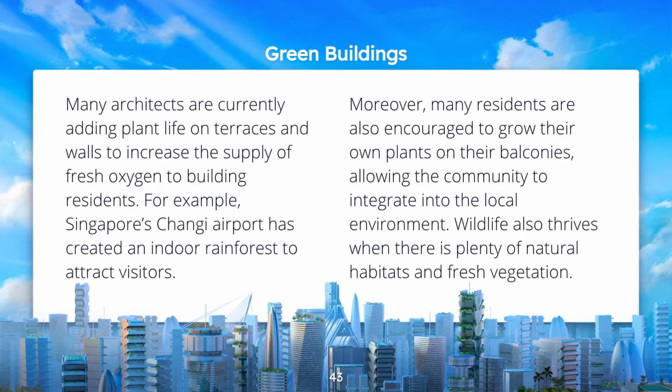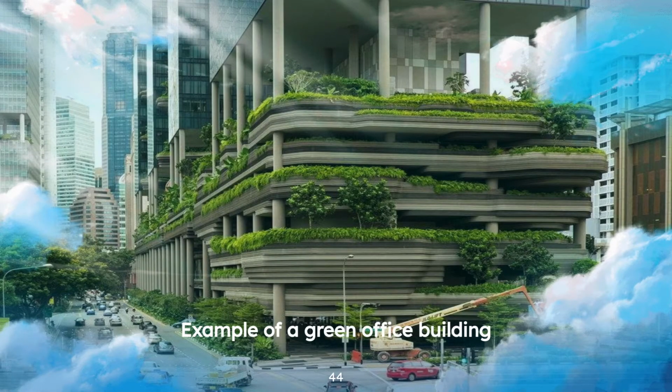Many architects are currently adding plant life on terraces and walls to increase the supply of fresh oxygen to building residents. For example, Singapore's Changi Airport has created an indoor rainforest to attract visitors. Moreover, many residents are also encouraged to grow their own plants on their balconies, allowing the community to integrate into the local environment. Wildlife also thrives, and there is plenty of natural habitats and fresh vegetation. This is an example of a green office building.